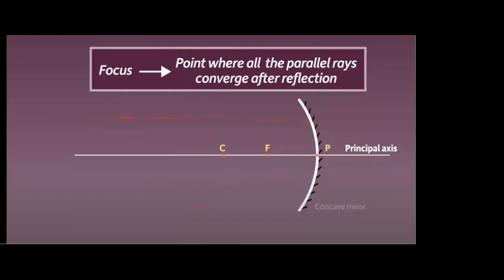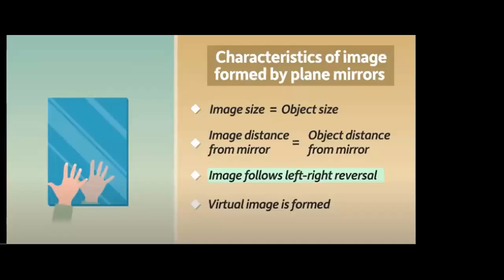Okay, everyone. So this is what we have already studied in the case of a plane mirror. Yes or no? So what are the properties of the image formed by a plane mirror? We have studied that image size is equal to object size. Yes or no? Image size is equal to object size. Let's revise it.